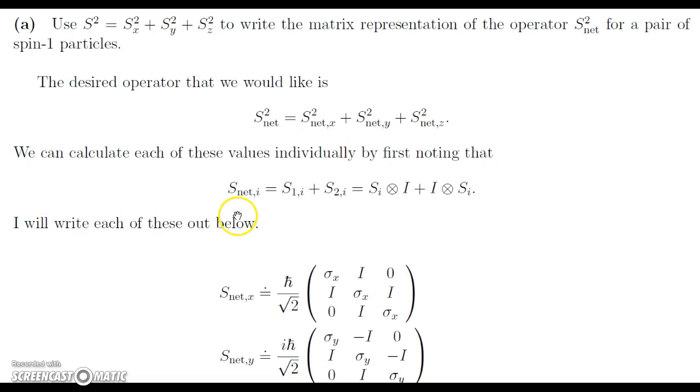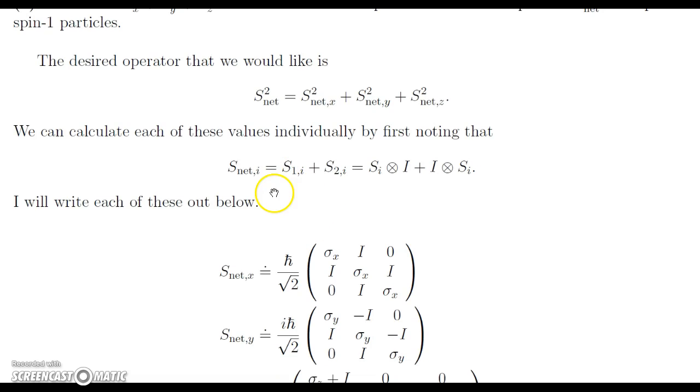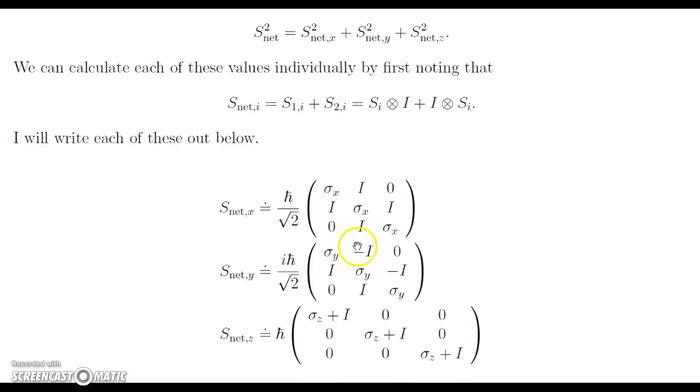And to get each of these, we just use the following formula for the net. We have S net i, where i can be x, y, or z, equal to S1i plus S2i, and these are equal to S sub i tensor product with the identity matrix plus the identity matrix tensor product with S sub i. Now we can go through the calculations for each of these before we square them.